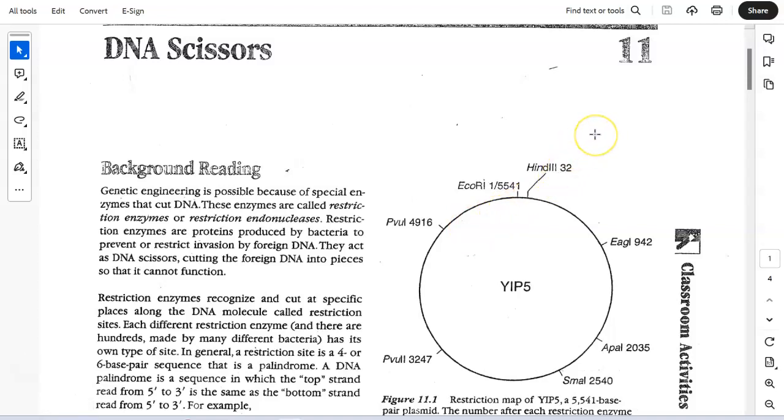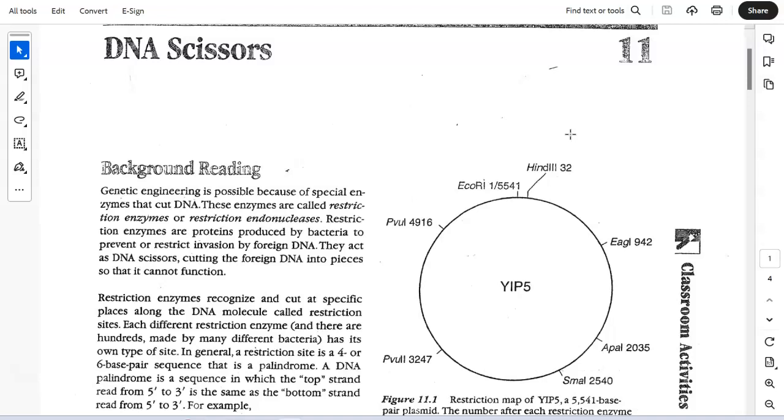This is Mr. Jones, and the purpose of this video is to explain how to do the DNA scissors activity for biology. And so the DNA scissors activity is helping us learn about what are called restriction enzymes. Restriction enzymes are bacterial enzymes whose job it is to cut up DNA, and their real job is to keep foreign DNA out of bacteria.